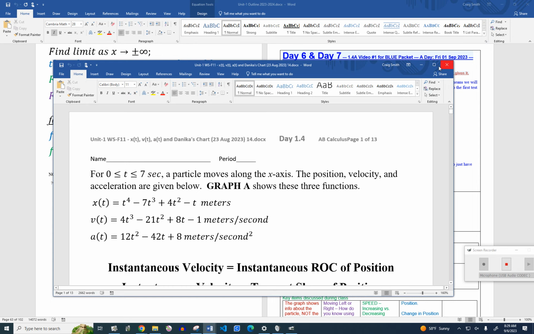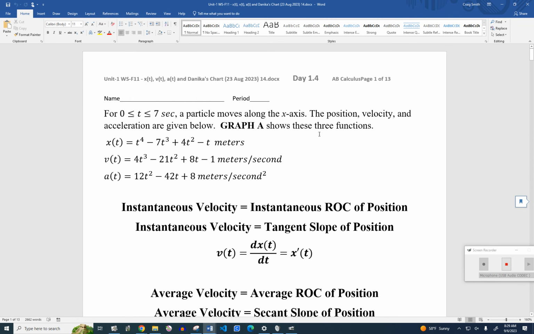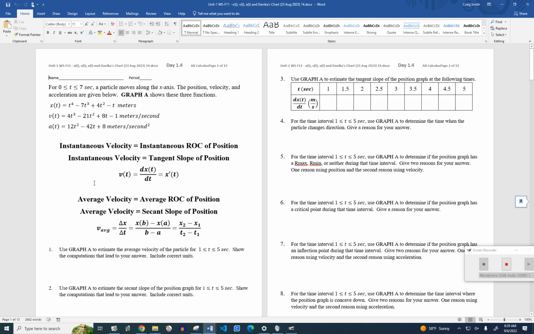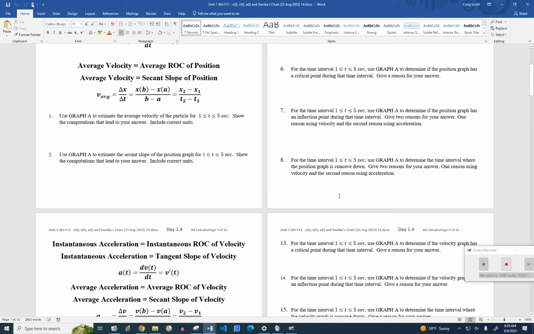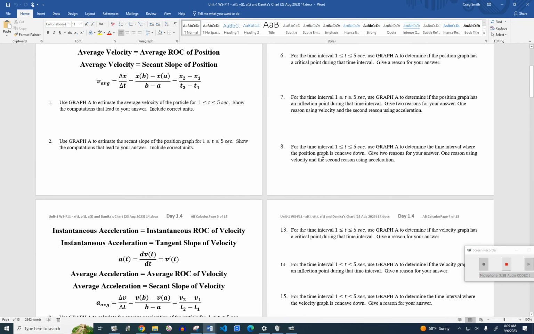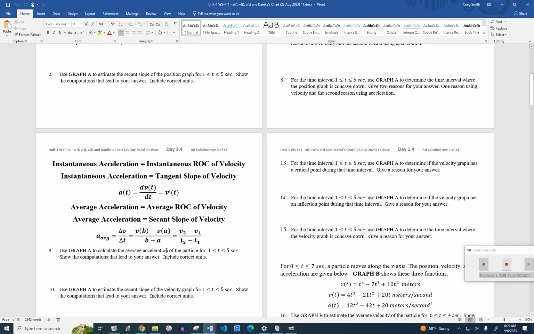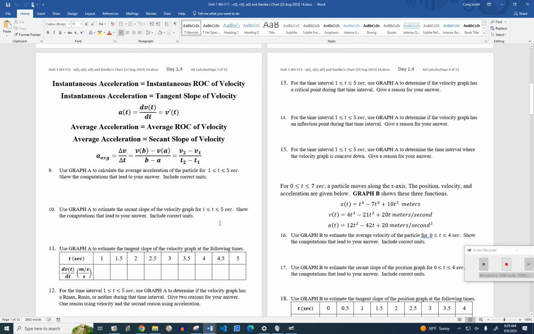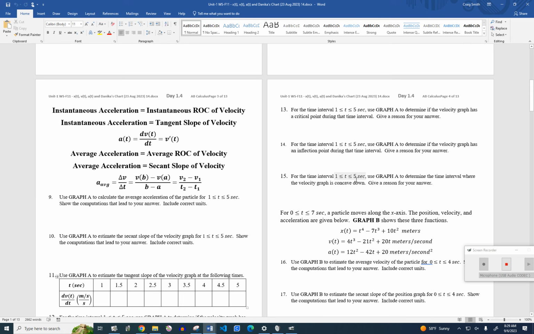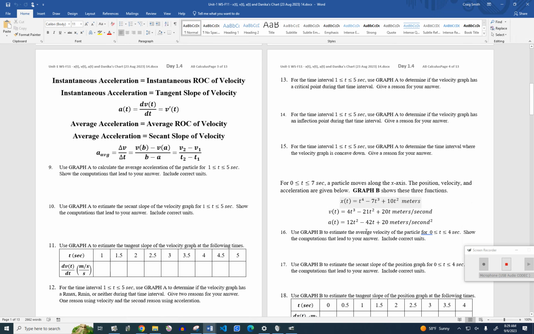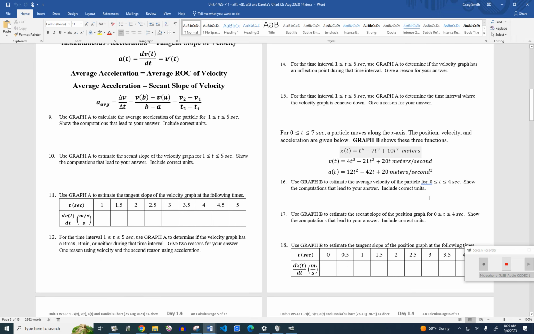So here's your packet. On page 1, it says 1 to 5. Page 2, it's still talking about 1 to 5. So all the way to question 8, the time period is 1 to 5. Still 1 to 5 on questions 9 through 15. But then the formulas will change, and you'll start using graph B. That's when the time period changes. So when you're using graph B, it should be 0 to 4.